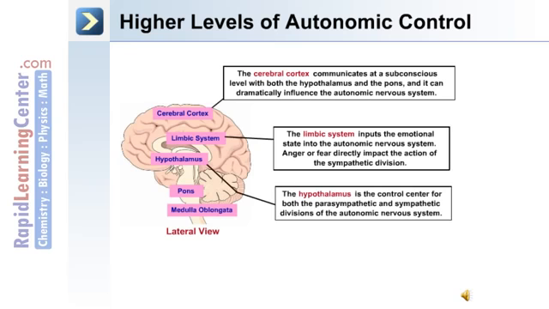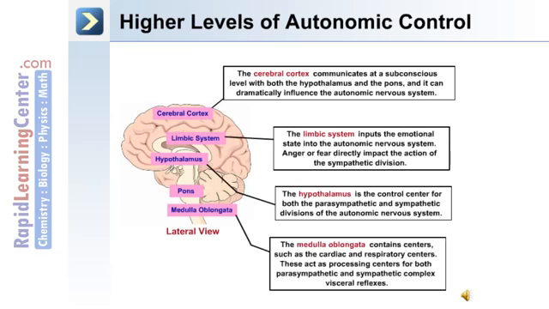The hypothalamus is a control center for both the parasympathetic and the sympathetic divisions. And the medulla oblongata contains centers such as the cardiac and respiratory center. These act as processing centers for both parasympathetic and sympathetic complex visceral reflexes.